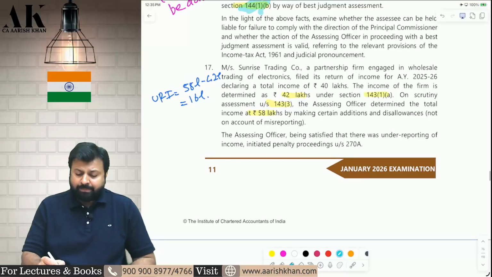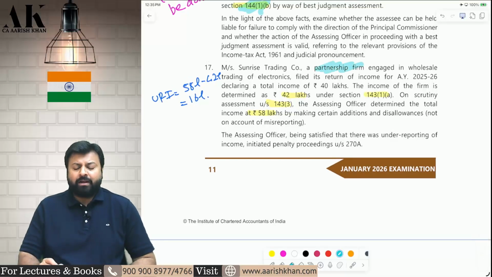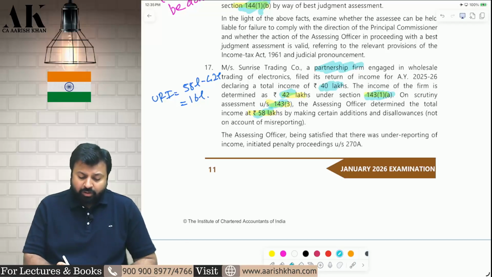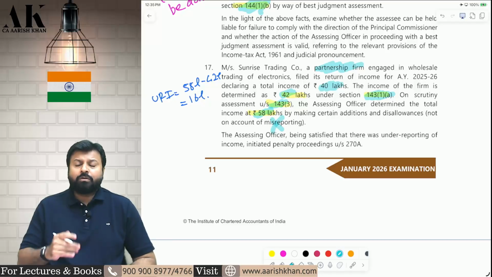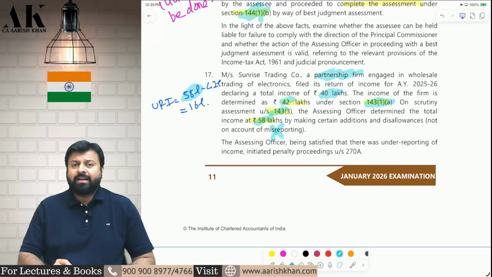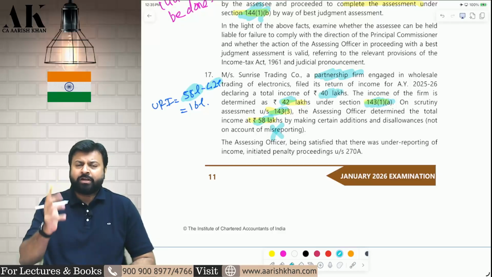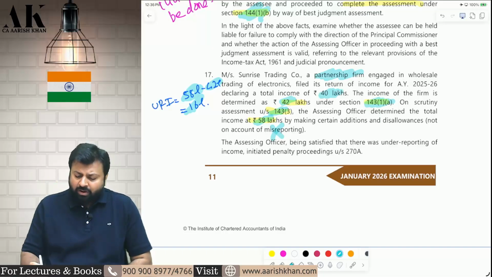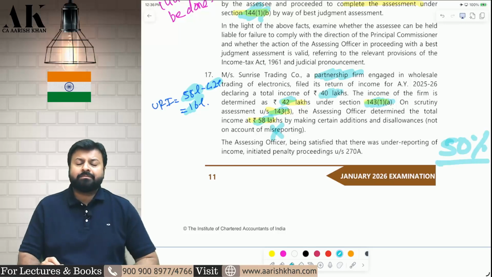Next question. There is a partnership firm. Very simple question of penalty. The total income of the partnership firm is 40 lakh as per return. Then income processed at 42 lakh. Income assessed at 58 lakhs. It is not on account of misreporting. Therefore, you have to compute penalty at the rate of 50%. How will you compute the penalty? Very simple. Income assessed at 58 lakhs minus income processed at 42 lakhs, 16 lakhs is under reported income. Now you will compute tax on 58 lakhs first, then compute tax on 42 lakhs, then take the difference. On that you will apply 50% penalty.